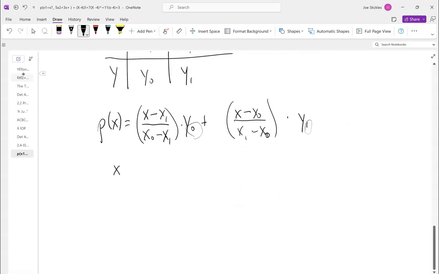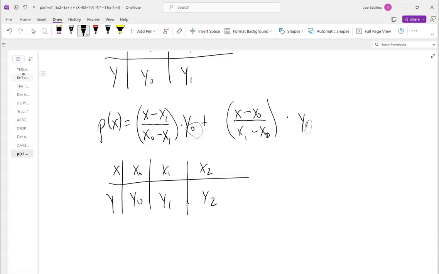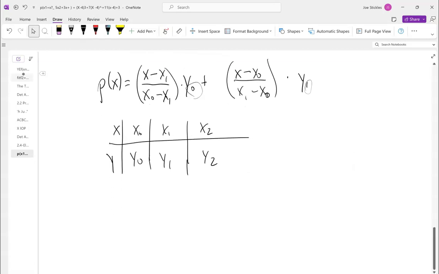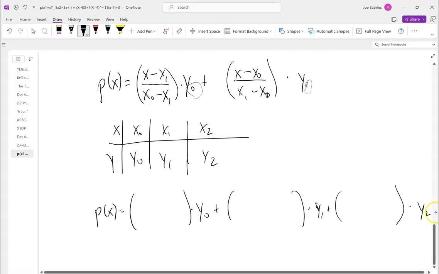Let's say we have x naught, x1, x2. And we have y naught, y1, y2. Same concept. Something times y naught. Something times y1. Oops. Probably need a little bit more space than what I'm leaving myself here. It's okay. We'll figure it out. Something times y1, and then something times y2.